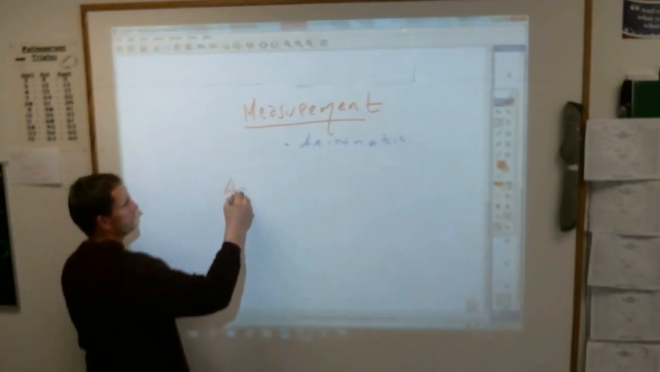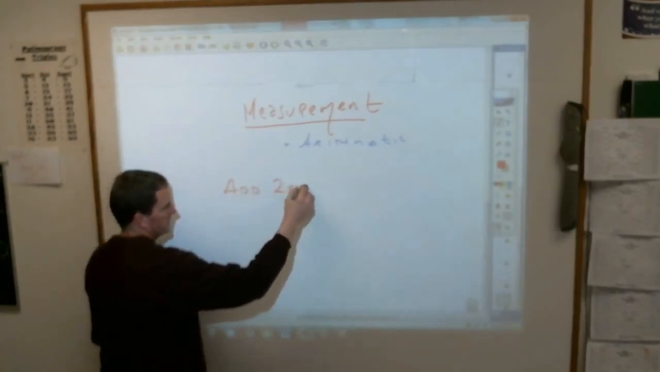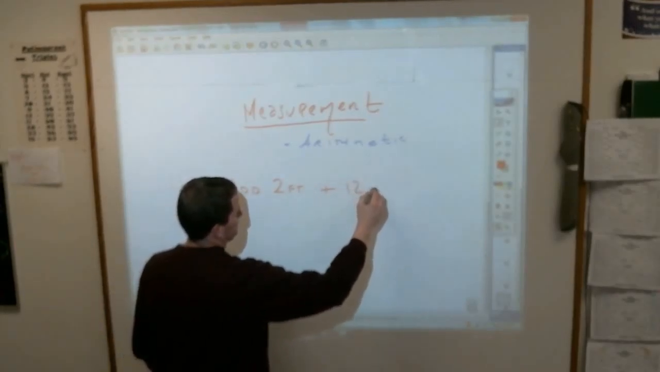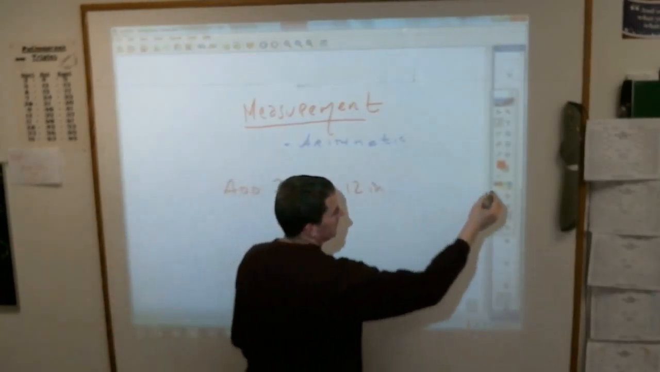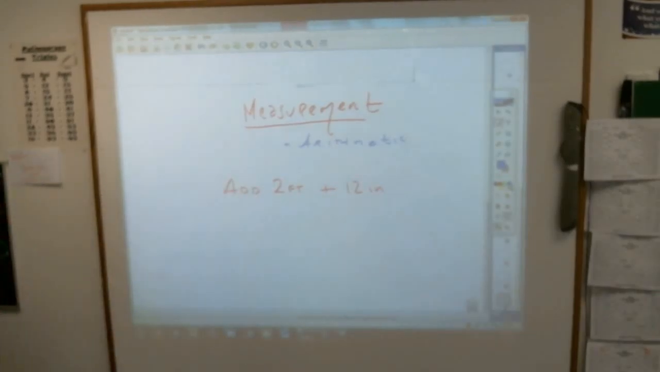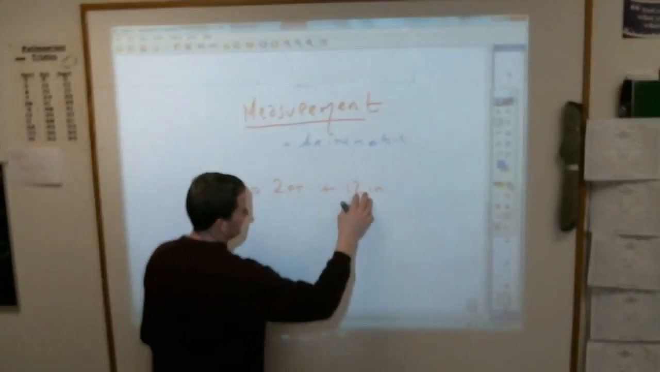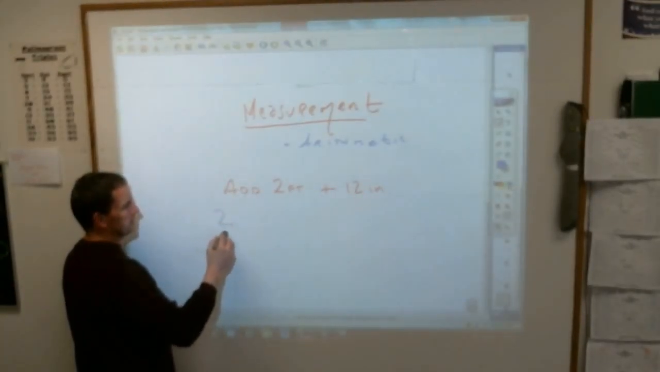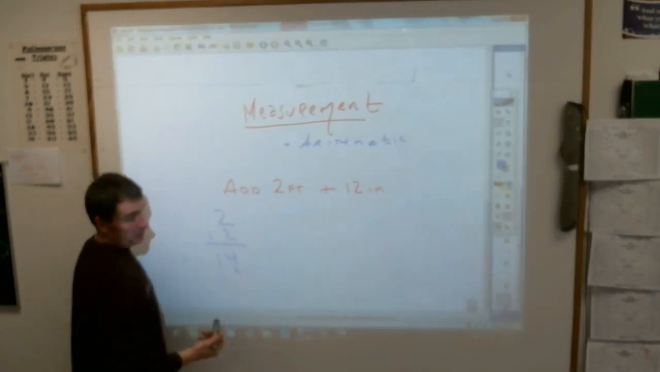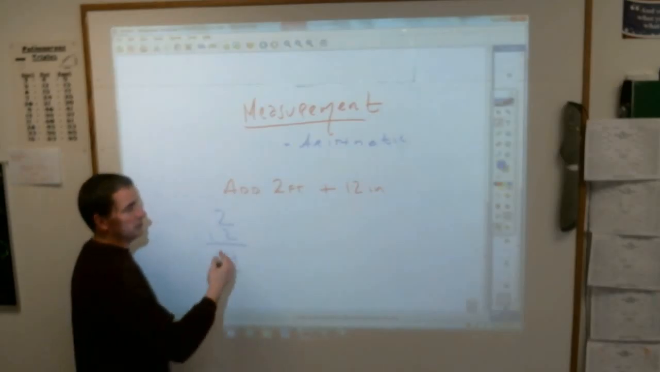Add 2 feet plus 12 inches. Okay. And the gist of this is what you must realize. Anytime you're working with measurements and you're doing math with them, they have to be in the same unit of measurement. Because you cannot just say that 2 feet plus 12 inches, well, 2 plus 12 is 14. Is that 14 feet or 14 inches? Neither answer would be right, by the way. You can't just pick and choose.